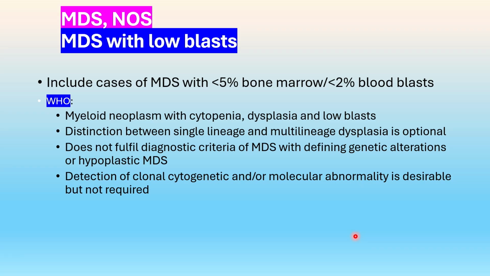MDS NOS, or MDS with low blasts. So these are cases that we all know and see. They have cytopenia, dysplasia. The WHO says the distinction between single lineage and multilineage dysplasia is optional, which I like, because I personally don't really see a point of saying it's just megakaryocytes or dysplasia. I mean, I don't know. I don't really talk about this in my reports. Detection of clonal abnormalities is desirable, they say, but not required.